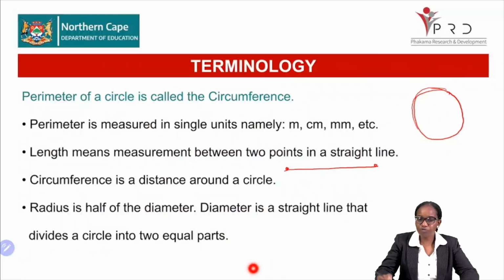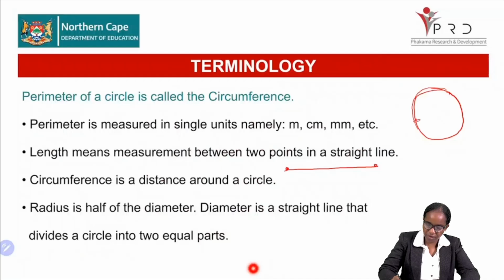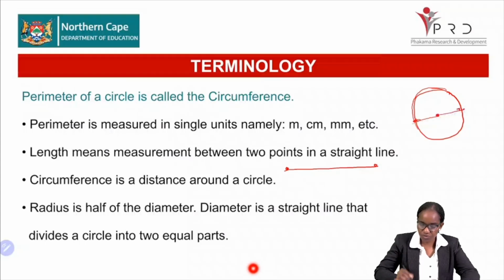Radius is half of the diameter. Diameter is a straight line that divides the circle into 2 parts. So from here, if I move from the circumference, pass through the center to the other side of the circumference, this gives me the diameter. So the diameter divides the circle into 2 parts, and half the diameter gives me the radius. So the radius is half the diameter.